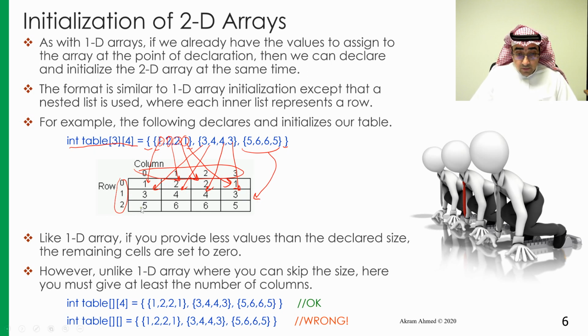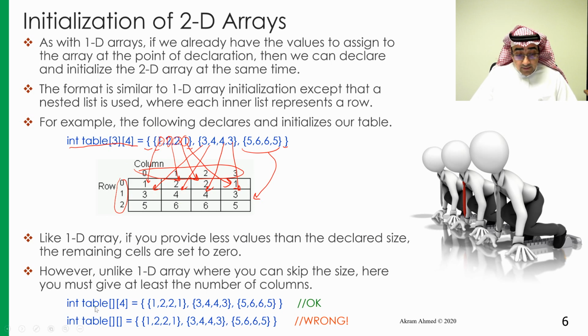So you take the numbers and you put them inside the row. Now, as was explained in the 1D array, if you provide fewer values than the declared size, so if you say 3 and 4, and you only provide 2 values, for example you don't provide 4, the rest will take the value of zeros, okay?